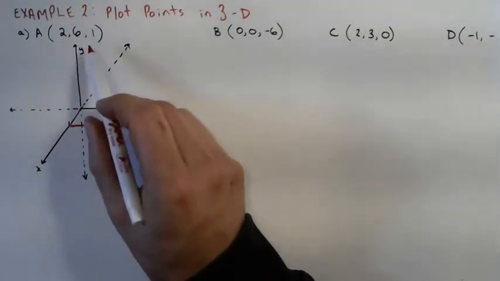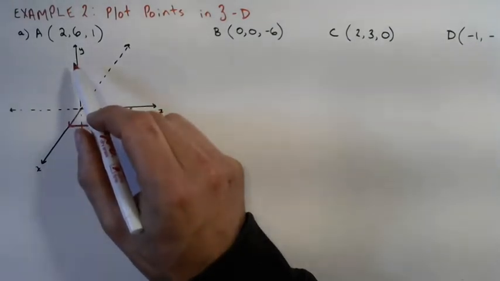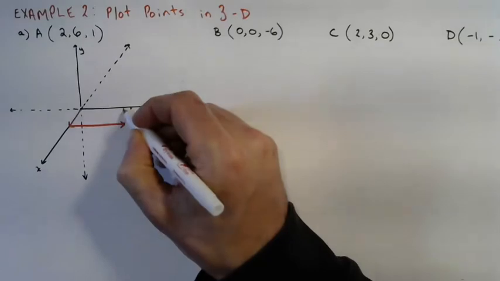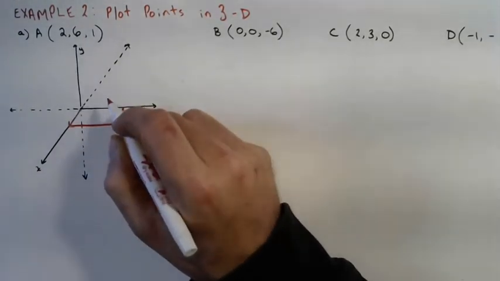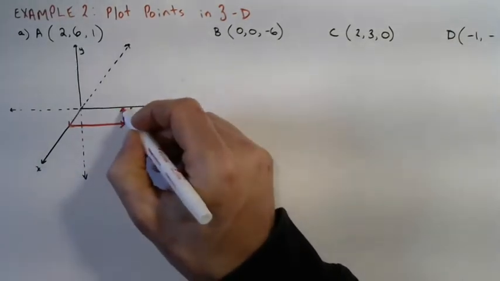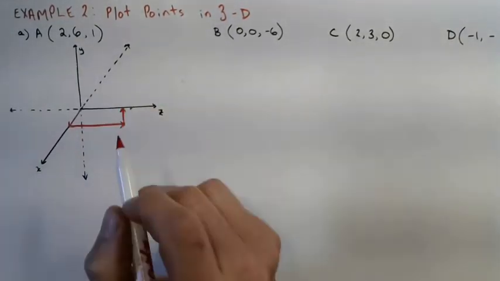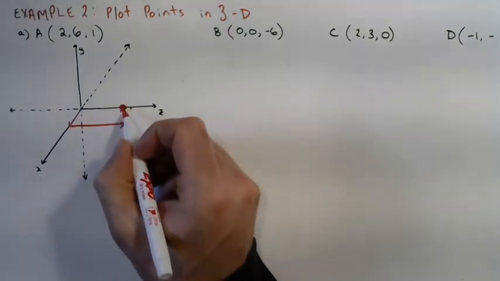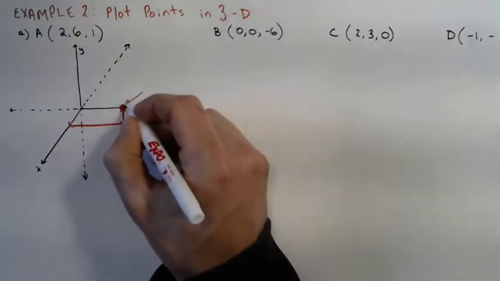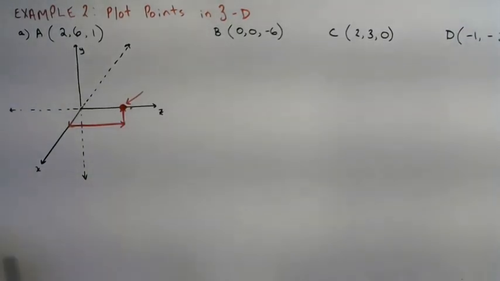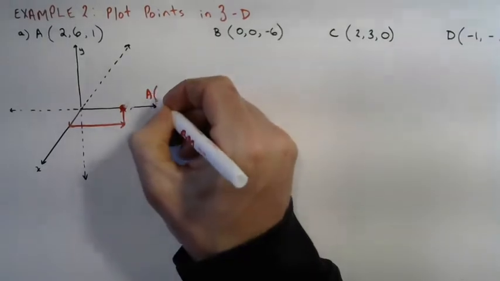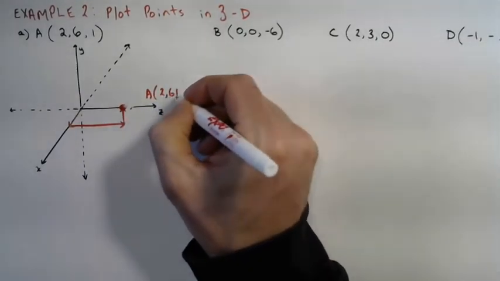And now I'm going 1 in the y direction. And that looks like this. Straight up 1 in the y direction. Okay? So this is where that point is. Point A, right here. Let me do my arrows in a different color, but this is point A at 2, 6, 1.